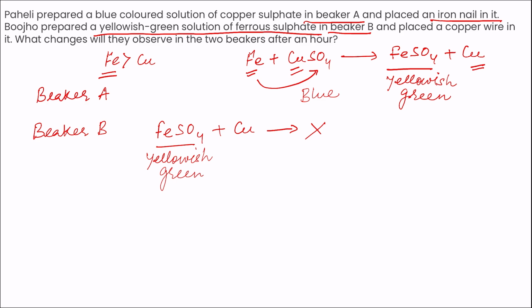So the changes observed in the two beakers after an hour. Beaker A, color of the solution changes from blue to yellowish green. Reason: iron displaces copper from its salt. Iron forms iron sulphate and metallic copper is deposited. Beaker B, the color of the solution remains yellowish green because copper, being less reactive, will not displace iron from its salt.